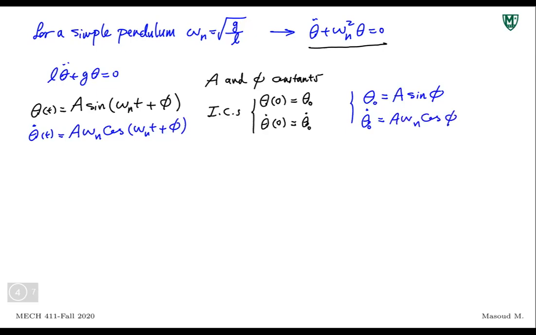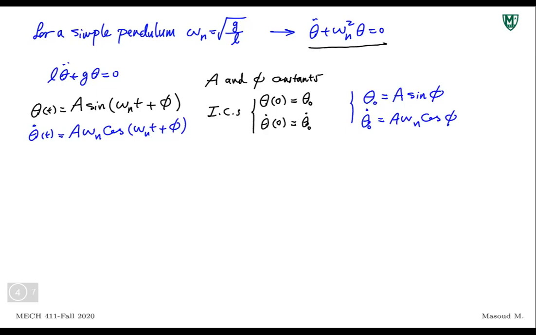Now I have two equations, two unknowns. I'm looking for a and phi. How can I find them? I'm going to use a little bit of tricks to solve and find out what these values are. First thing I can do, if you look at these two, I can actually divide these two equations. Why do I do that? Doing that, I can get rid of a. It's one of the unknowns.